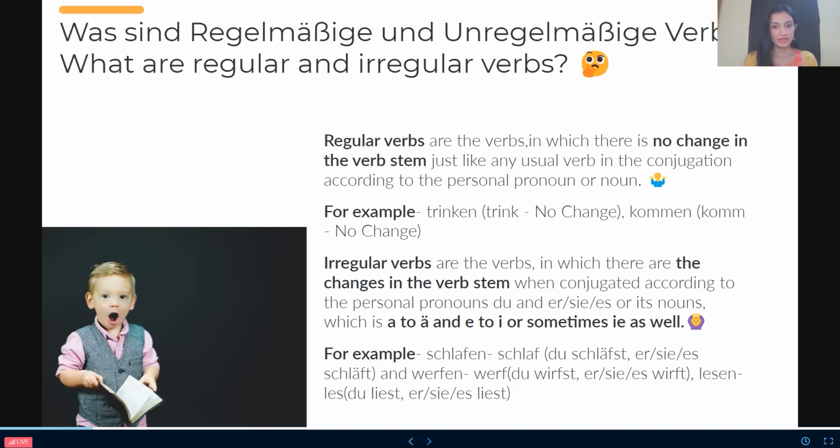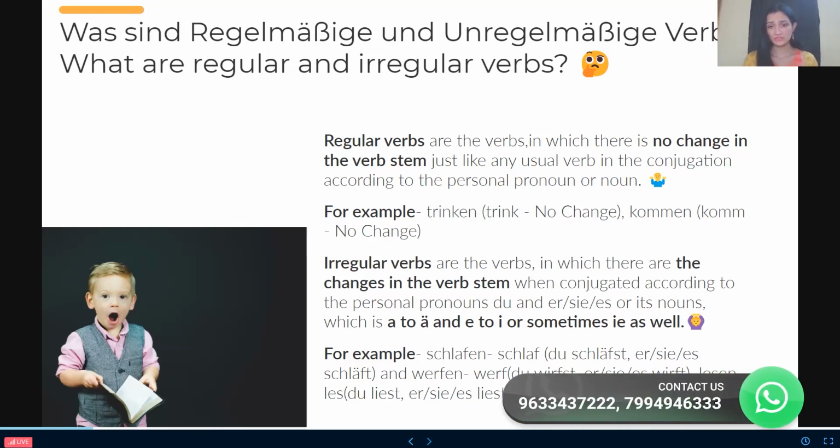Okay. And werfen. Werfen is to throw. After removing en from the end, werf is remaining. In werf, you can see the verb stem e is coming. So e will change to i over here in du and er/sie/es. Okay, so it will be du wirfst, er wirft. E has changed to i and du st ending, er t ending. So du wirfst, you are throwing, er wirft, he, she, it is throwing.